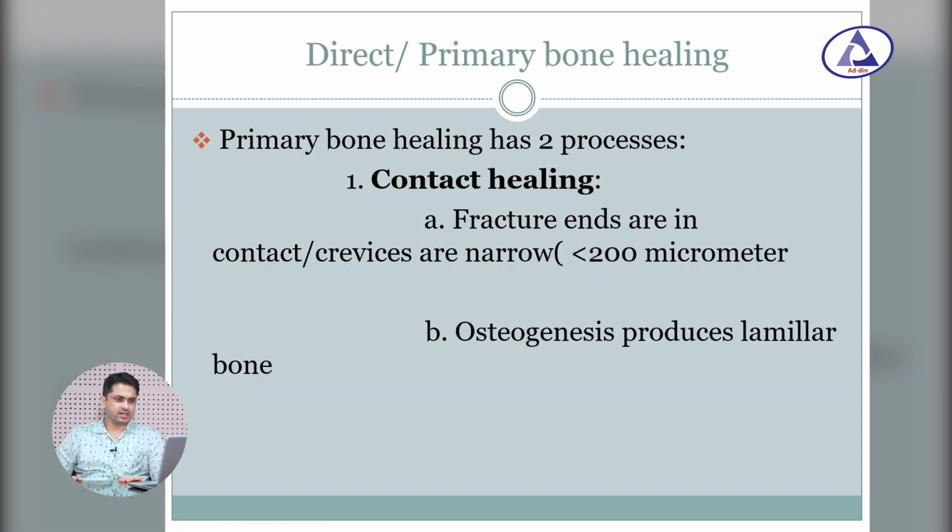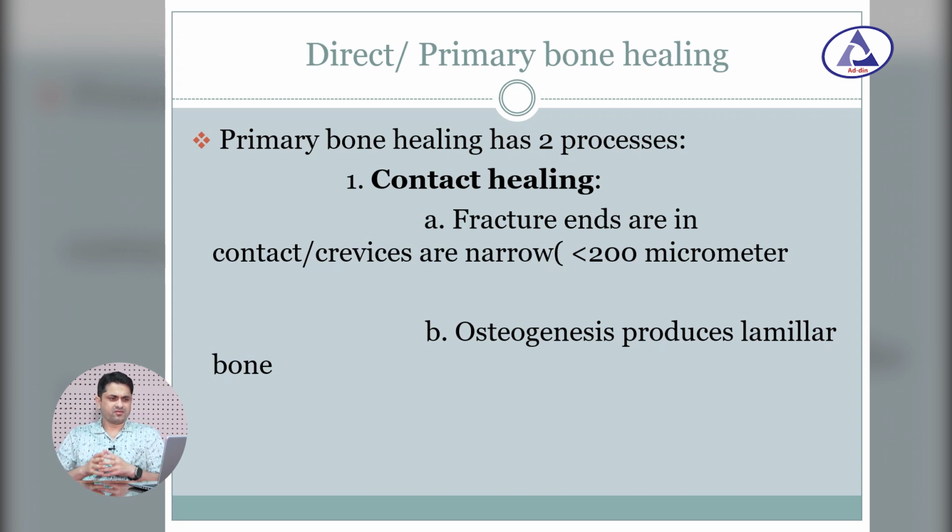Now come to direct or primary bone healing. Primary bone healing has two processes. In case of primary bone healing, there is no gap in the fracture site. We don't accept any gap in the fracture site. We put together the bony ends by metal implants, usually plates and screws or some cancellous or cannulated screws. It has two processes, contact healing and gap healing.